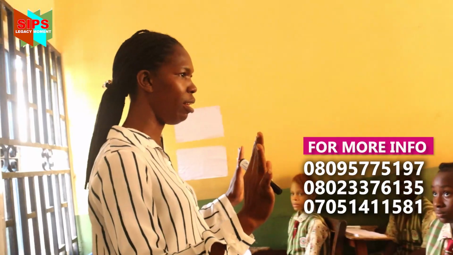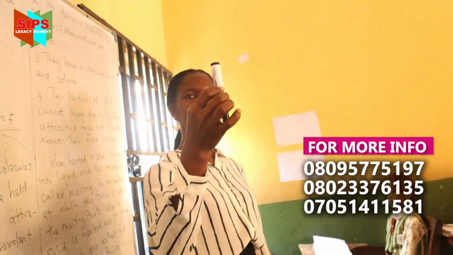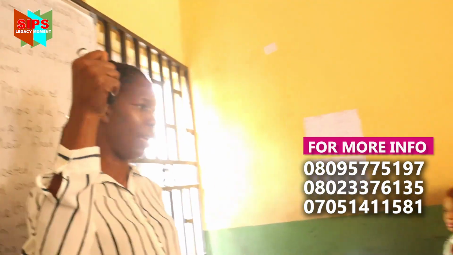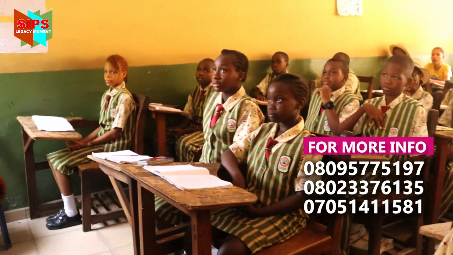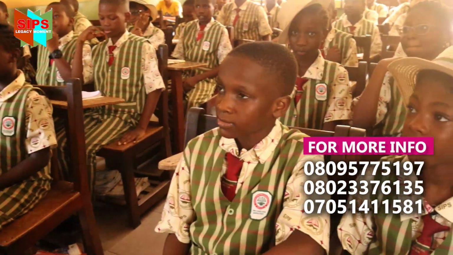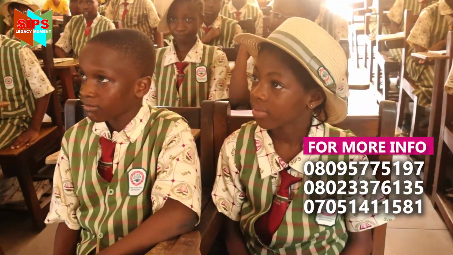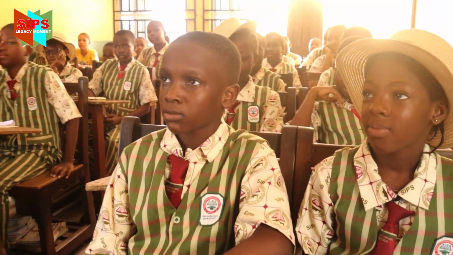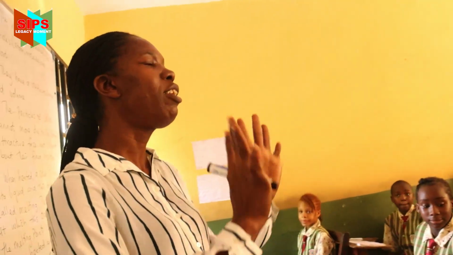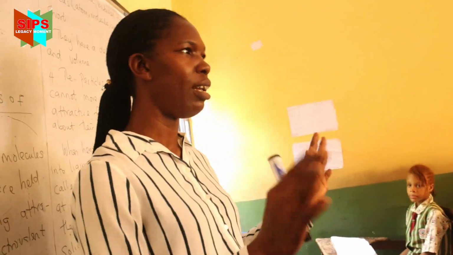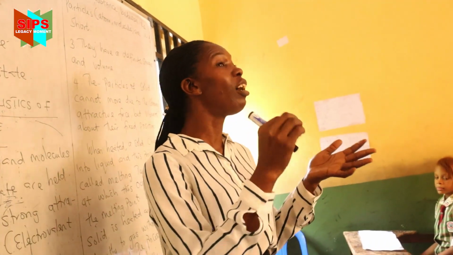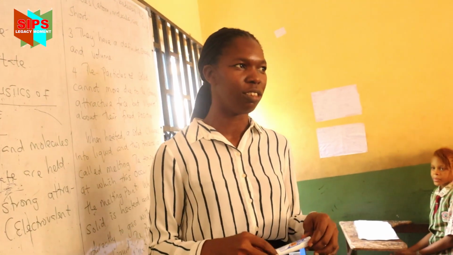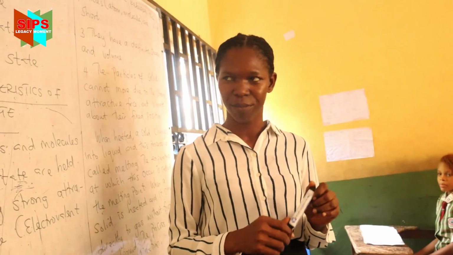So long as it has weight and it can occupy any given position, such an object is called matter. So this marker, does it have weight? Yes. Is it occupying a space? Yes. So we call this what? Matter. Yourself, do you have weight? Yes, ma'am. Are you occupying a space? Yes, ma'am. So you are said to be what? Matter. So any object that comes to your mind, so long as it has weight and occupies space, is called what? Matter.